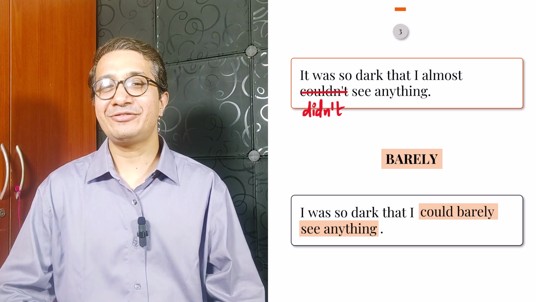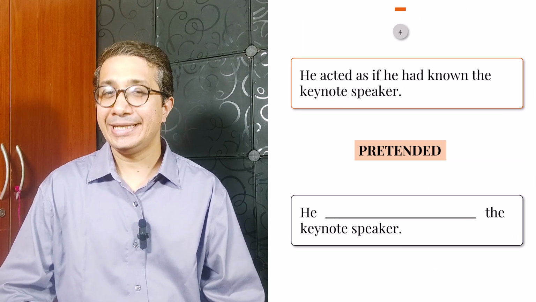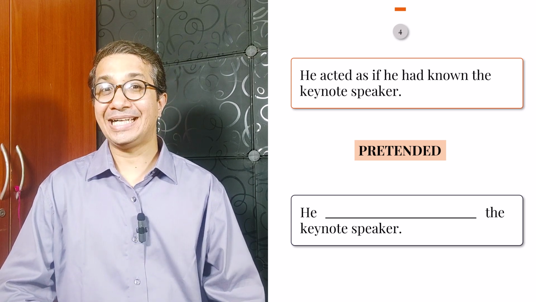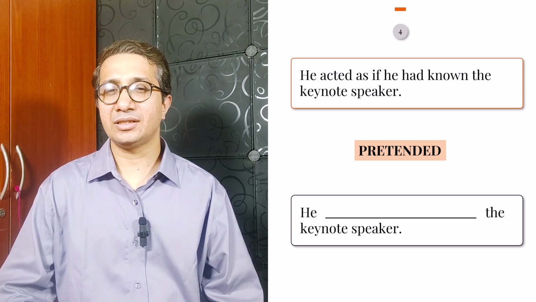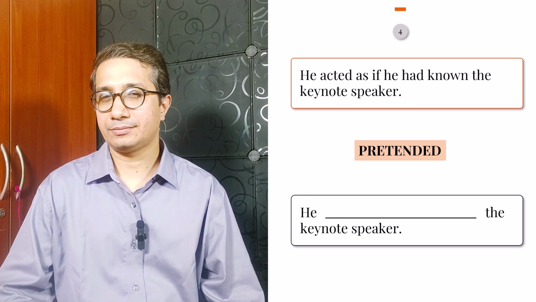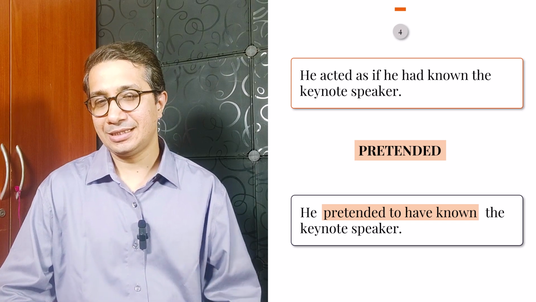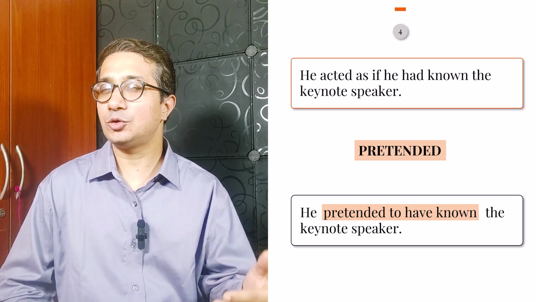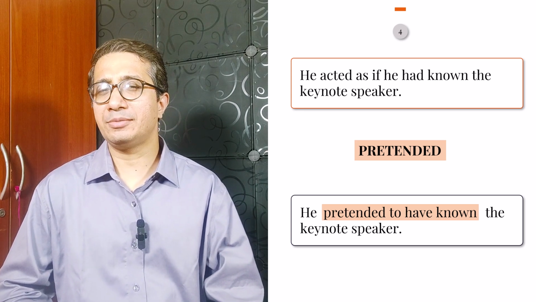Okay. Number 4, he acted as if he had known the keynote speaker. Keyword pretended, and the sentence he the keynote speaker. How do we use pretended in the gap? Answer: he pretended to have known the keynote speaker. Right? Acted, pretended to have known. Synonymous.